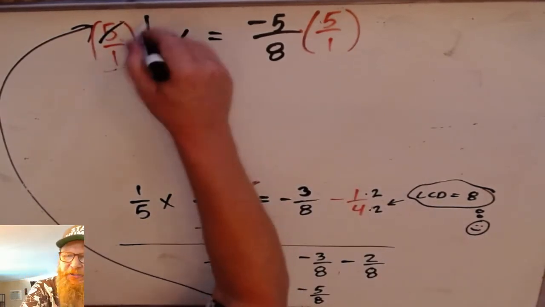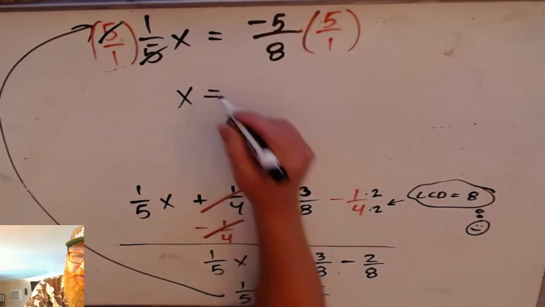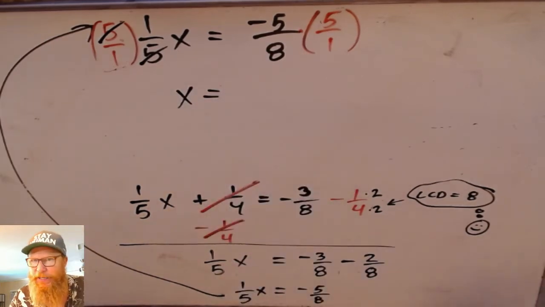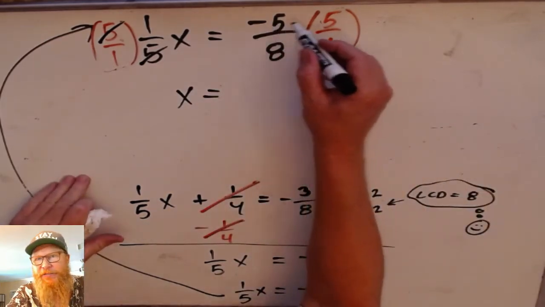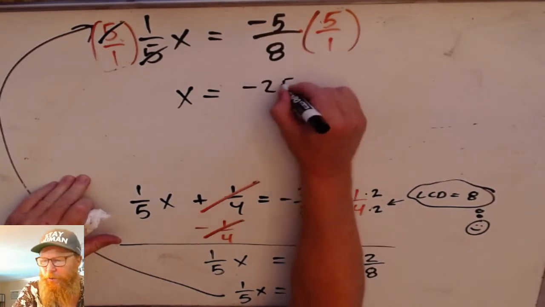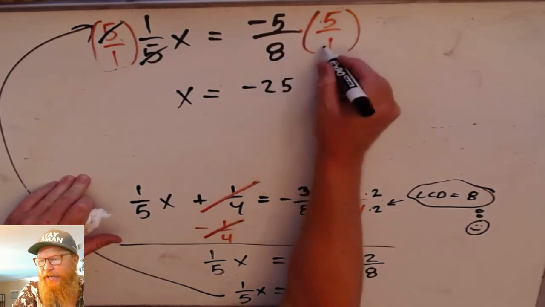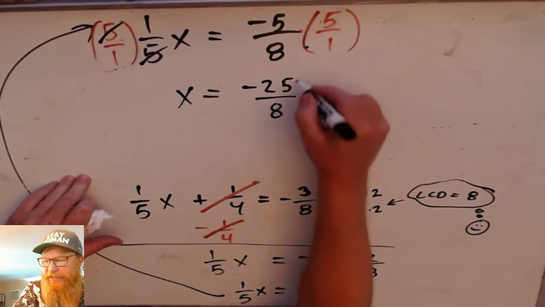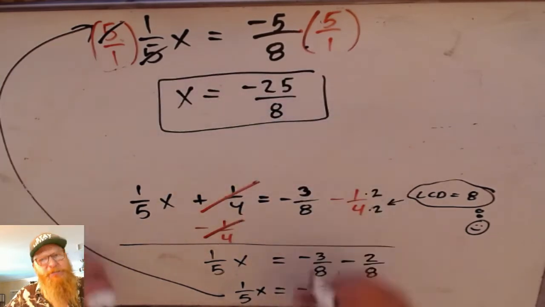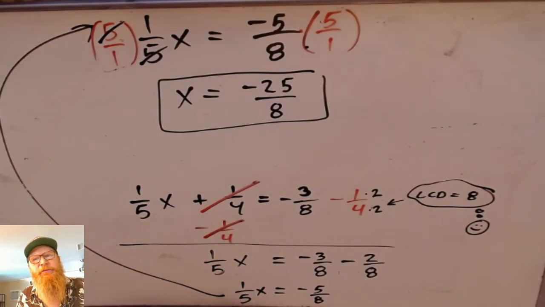Cancel the 5s. You don't really need to cancel the 1s. Right? 1s are already 1. They don't need to be canceled. And then I got negative times a positive, so that's negative 25. 8 times 1 is 8. And that is irreducible, negative 25 over 8.